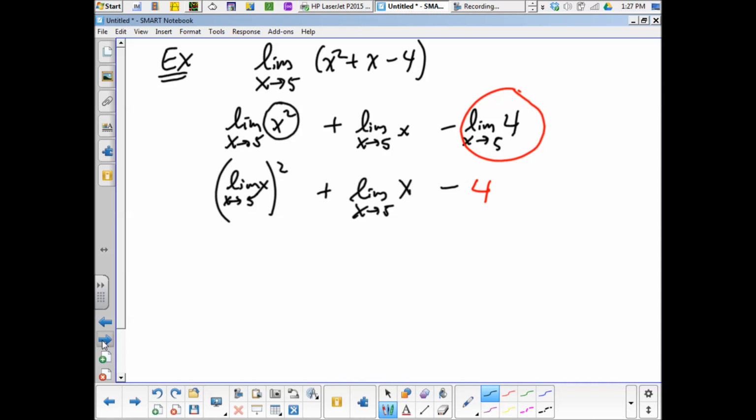Rule 2 will help me solve the limit as x goes to 5 of x. So what does rule 2 say about the limit as x goes to c of x? Comes out to c, right? So what does this come out to? 5. 5, and this comes out to 5. That's according to rule 2. So, like I said, the answer is 26. You're getting 5 squared plus 5 minus 4.